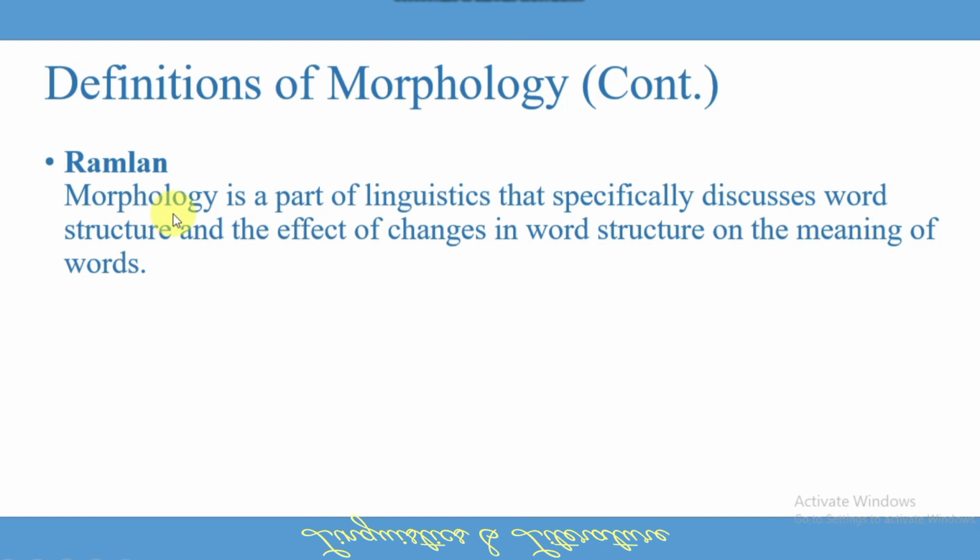Ramlan. Morphology is a part of linguistics that specifically discusses word structure and the effect of changes in word structure on the meaning of the word. This is said by Ramlan. What is the structure of the word, and what are the effects of the changes within a word's structure, and how the word can be changed in terms of meaning, likewise.